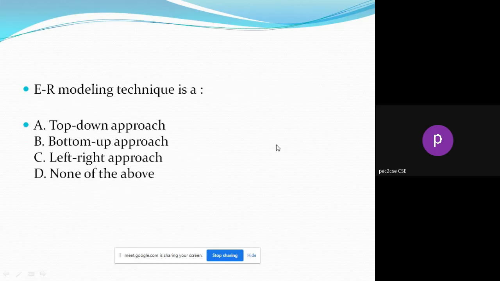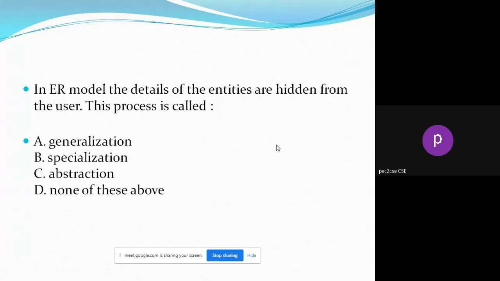Next, ER modeling technique is a what approach? Option A, top-down approach. ER modeling technique is a top-down approach. Next, in the ER model, the detail of the entities is hidden from the user. This process is called abstraction. Option C, abstraction is the right answer.